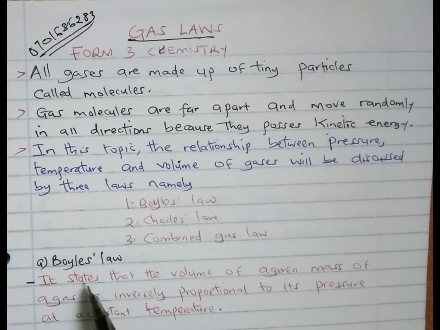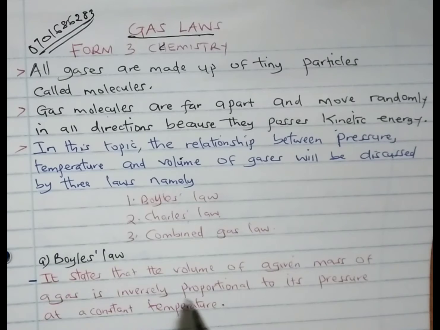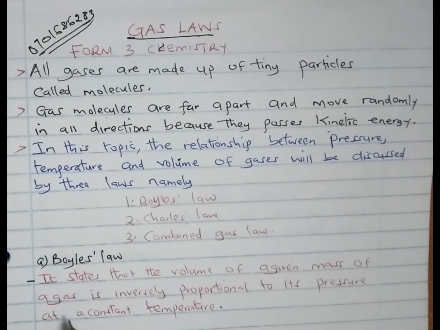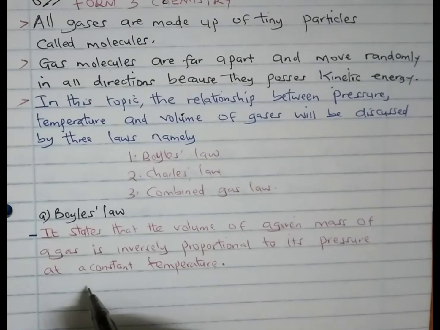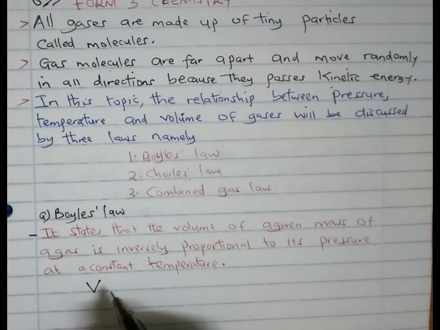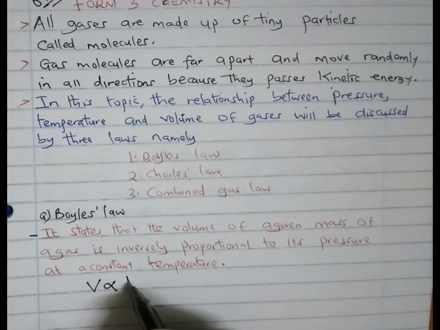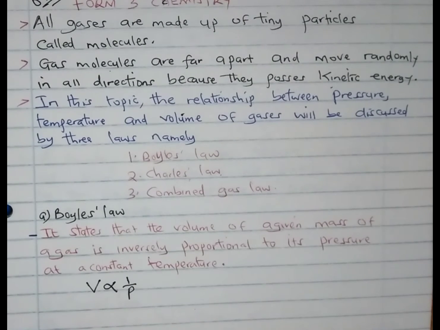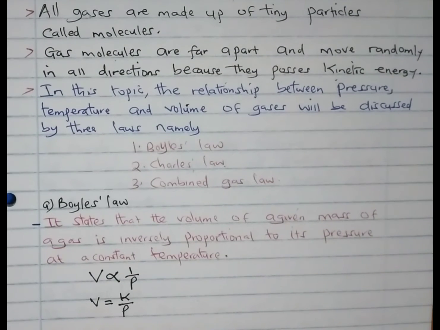Boyle's law states that the volume of a given mass of a gas is inversely proportional to its pressure at constant temperature. Mathematically, the volume of a given mass of a gas varies inversely as its pressure. In this case, we can say volume will be equal to, instead of 1, we introduce K, which is a constant of variation, over the pressure.